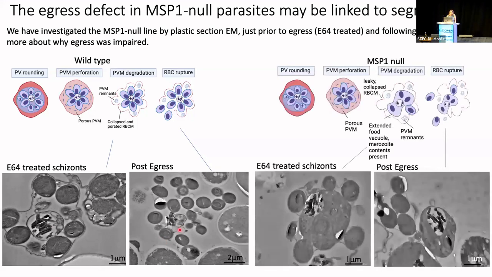But in the MSP1 null line, we saw this segmentation defect in which merozoites' contents appeared to not have been segmented or organized properly, and still remained attached to an extended food vacuole. But the parasitophorous vacuole membrane had burst. So there were remnants seen of that membrane, suggesting that this still had occurred. And then after egress, the red blood cell membrane rupture had occurred, but you were still seeing this extended residual body in the remnants of egress.